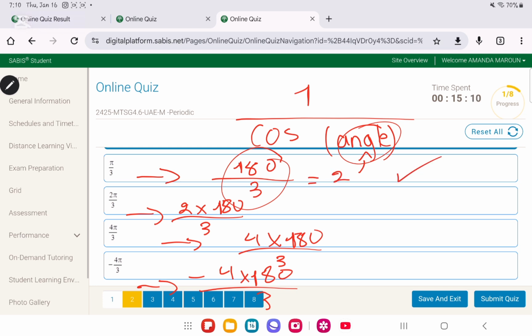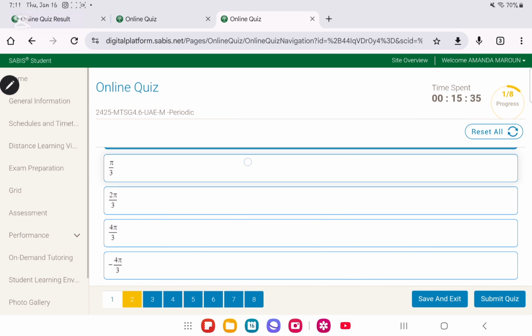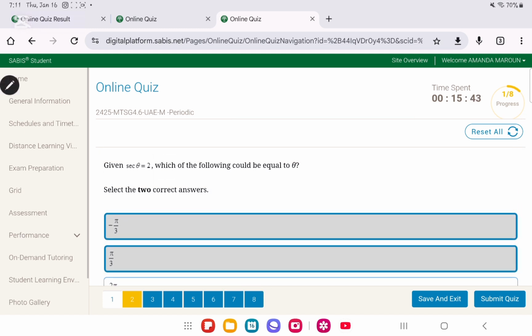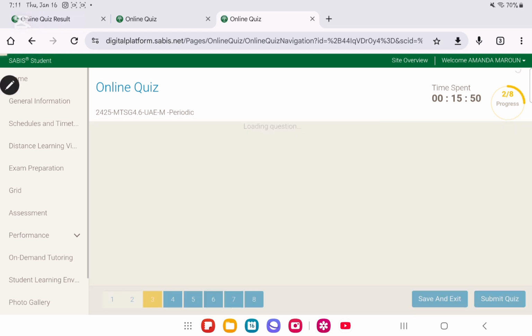So this is correct. If we do, however, 2 times 180 divided by 3, we are going to get an answer of minus 2. So this is incorrect. If we do, however, 4 times 180 divided by 3, we're also going to get minus 2. So this is incorrect as well. And if we do minus 4 times 180, we as well are going to get negative 2, which is incorrect. So the only two correct answers are definitely going to be minus pi over 3, which is minus 180 over 3, and 180 over 3.